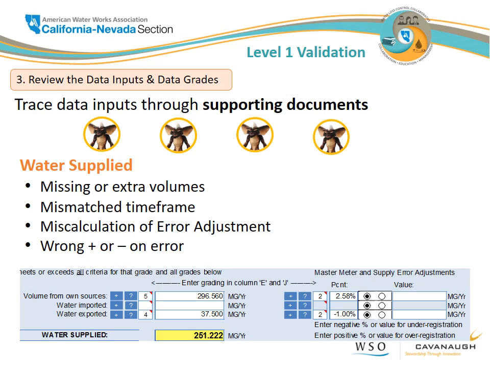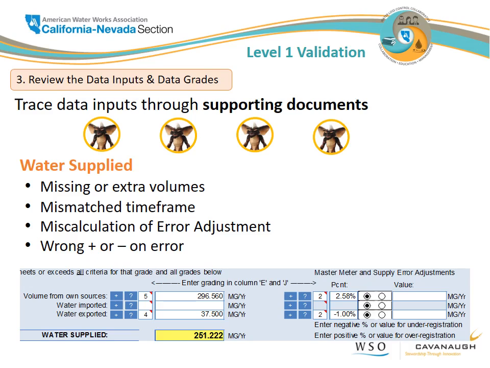In particular, these gremlins are the ones that we're specifically making sure are not in there, which are missing or extra volumes, mismatched time frames, and calculation of the error adjustment. That's one that can sneak up sometimes, especially if you have multiple master meters or multiple supply meters. Taking those and appropriately blending them into a weighted calculation is something that you want to do, and you want to be on the lookout for that being done correctly.